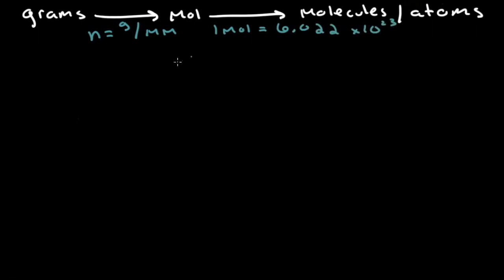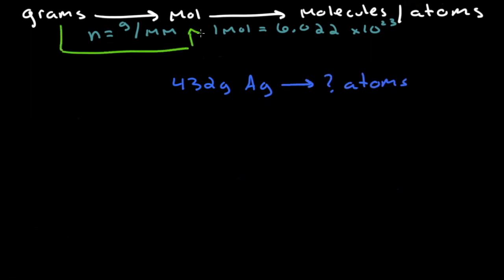And so let's do a problem where we're using this information. Let's say that we have 432 grams of something like Ag, which is silver, and we want to figure out how many atoms of silver that is. So to go from grams to moles, you're going to have to use this equation right here. And what we're going to do is take 432 grams and divide that by the molar mass, which is 108 for silver.